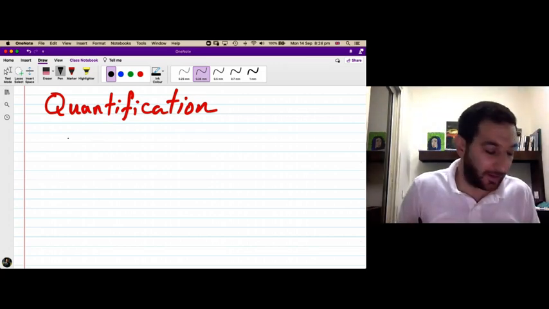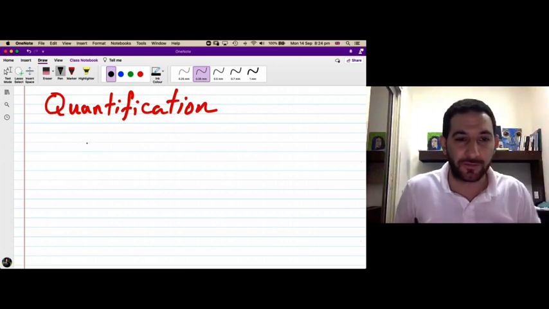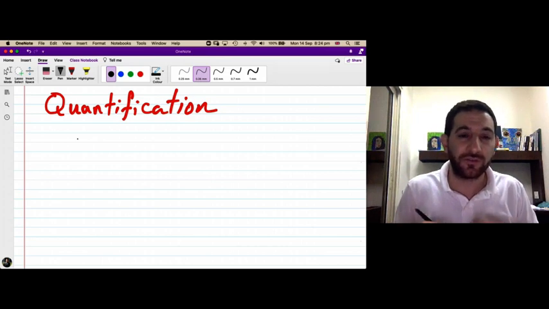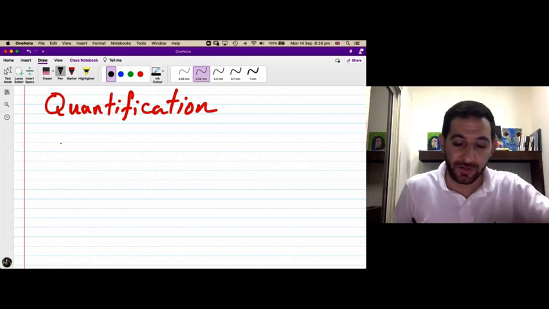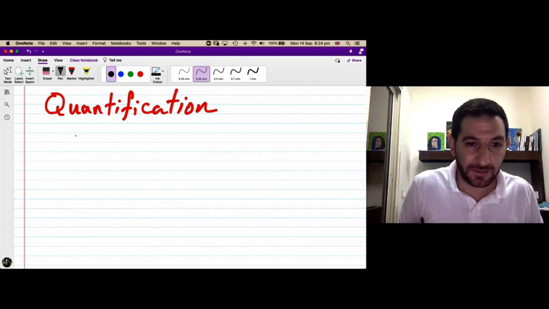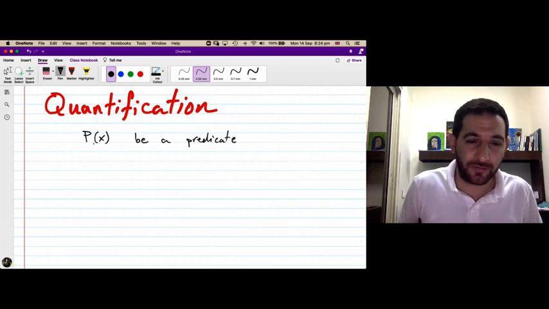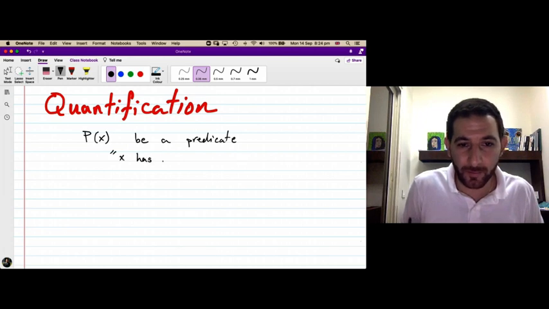Okay, so we want to do this in our logic, but we will use only two types of quantifications. One called universal quantification, and the other is called existential quantification. Okay, so let's explain this in details. First, let P of X be a predicate. Remember what do we mean by this? P of X is a statement of the form X has property P.